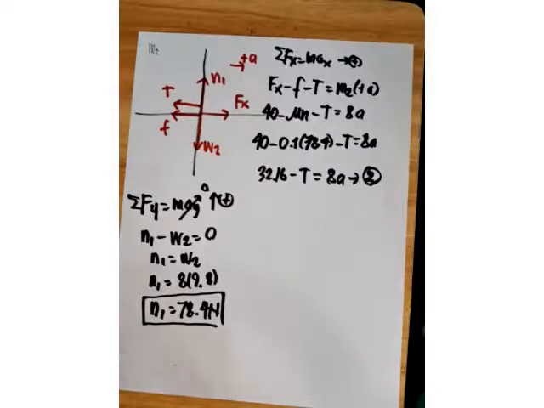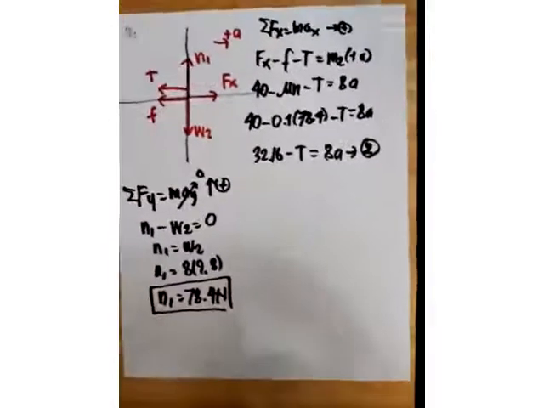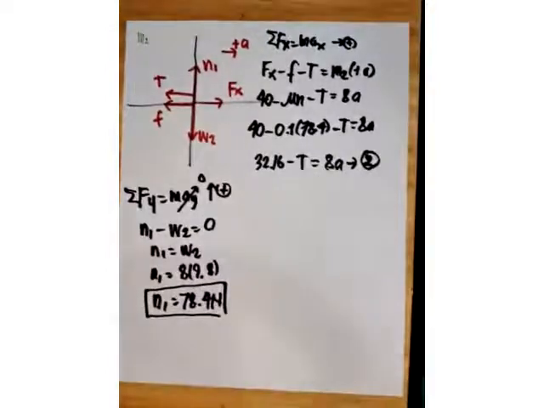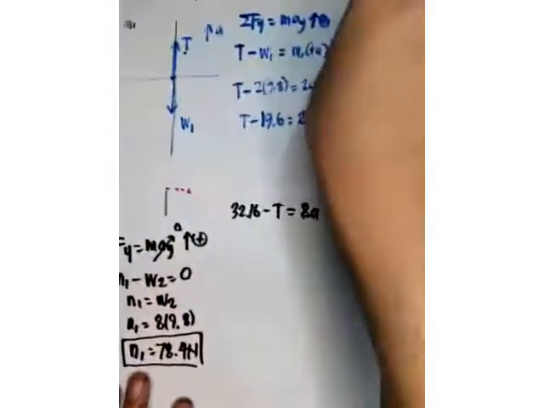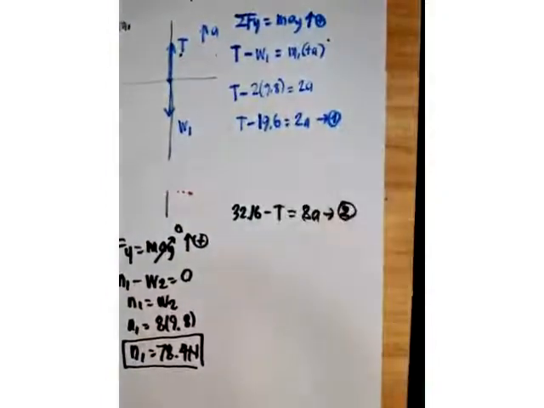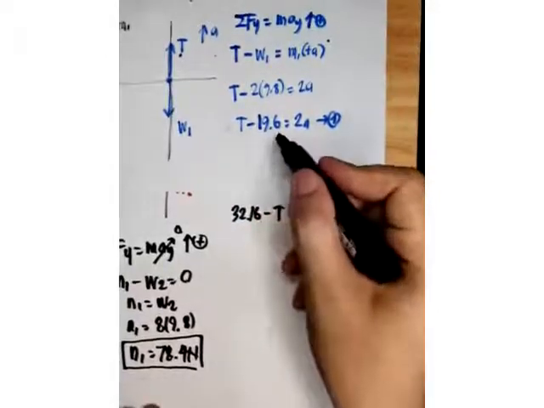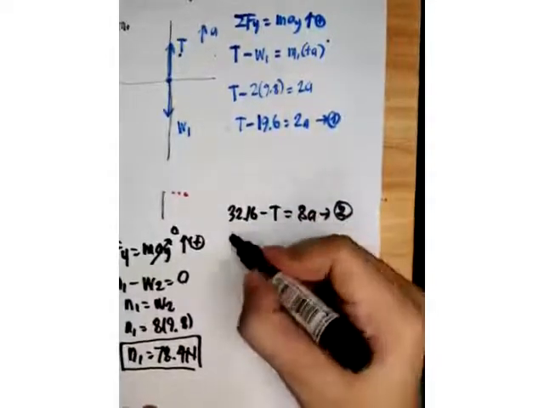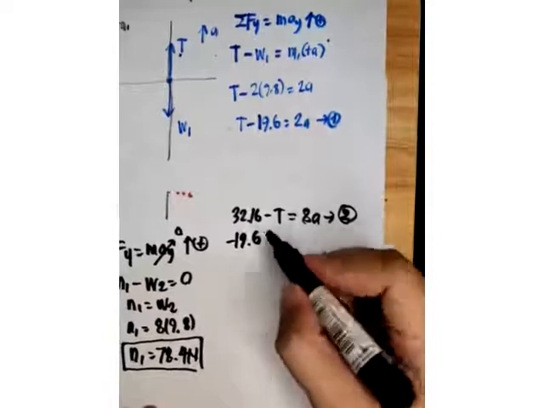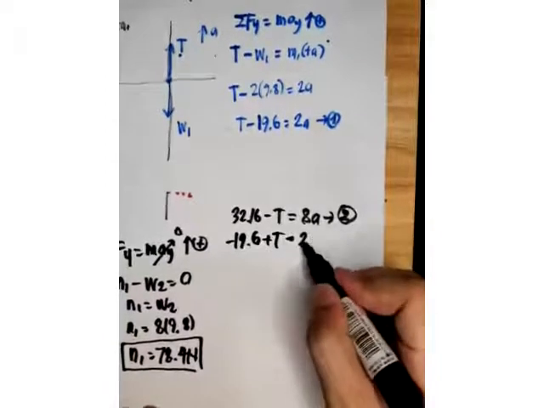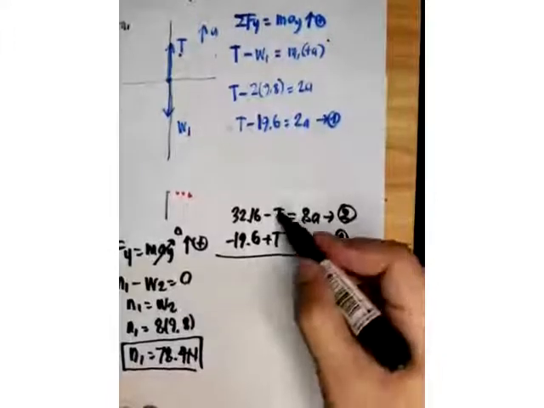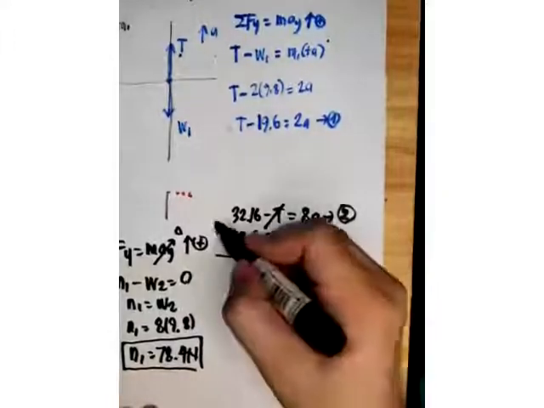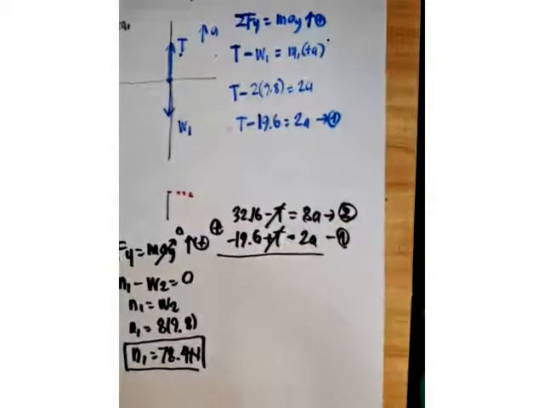So let's continue. May question ba before we continue? So I have the second equation here. Now let's go back to the first equation. Ayan. So that means we can solve now simultaneously. So i-align ko na lang para madali natin siyang i-solve. So we'll have negative 19.6 plus T is equal to 2a. So this is from our first equation. So what we do is we can cancel. So we just add the two equations by the way.